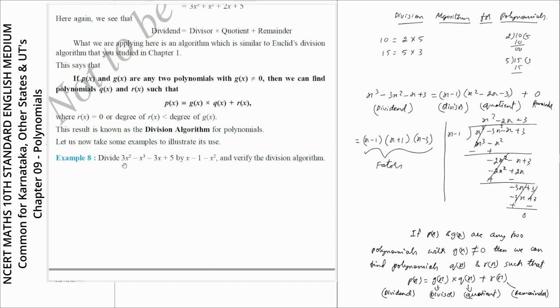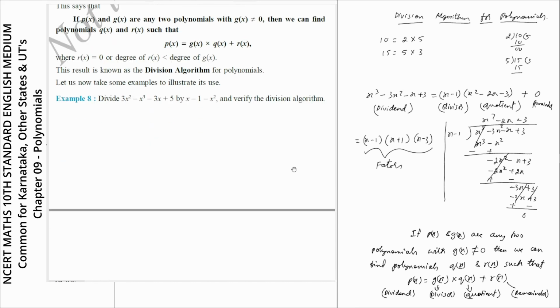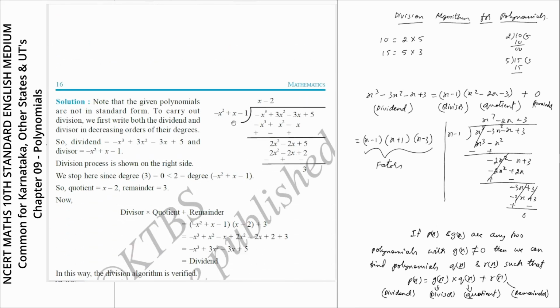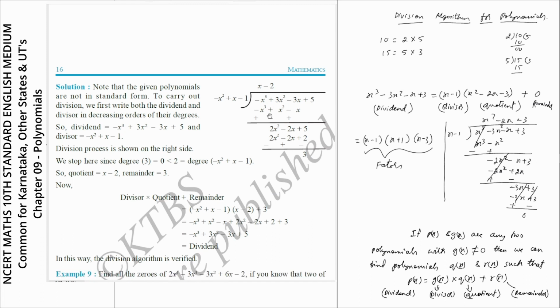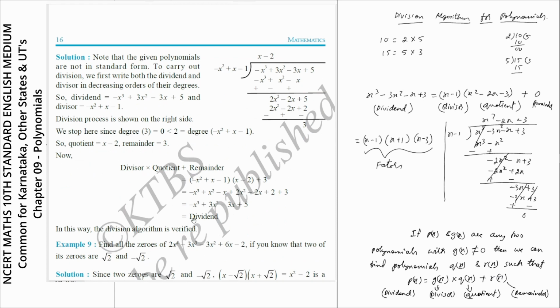In this example you can see divide 3x square minus x cube minus 3x plus 5 by 1 minus x square, and verify the division algorithm. So the division goes on. After division there is one remainder and one quotient. Now divisor into quotient plus remainder we should get equal to the dividend. So they verified, and ultimately they are getting back the dividend.